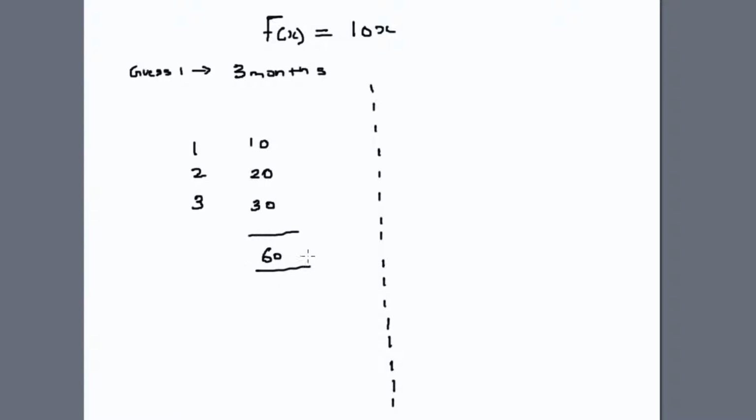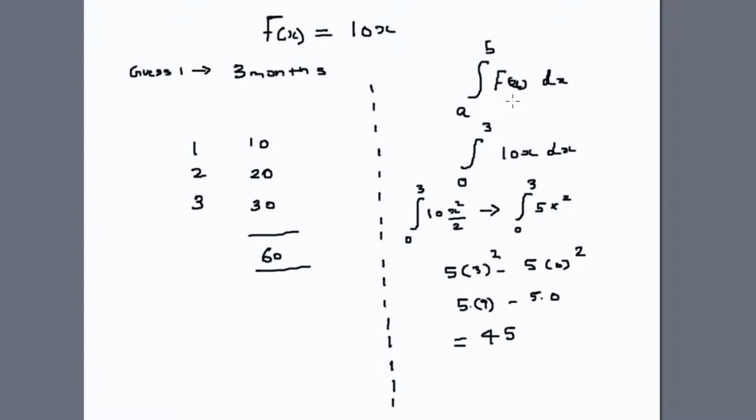Now let's see if you can get the same answer using integration. You start with the integral of f of x dx with the lower bound and the upper bound. So 0 to 3, 0 is 0 months, 3 is your third month, right? And your function is f of x and then dx. So if you integrate 10x, you can get 10x squared by 2. And if you actually divide 10 by 2, you're going to get 5x squared, 0 to 3.